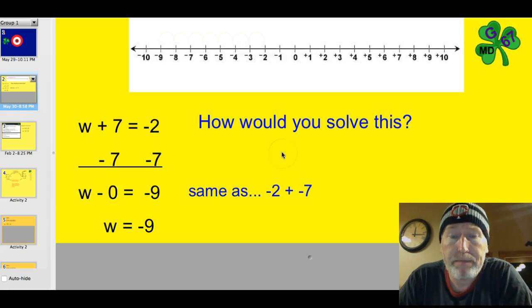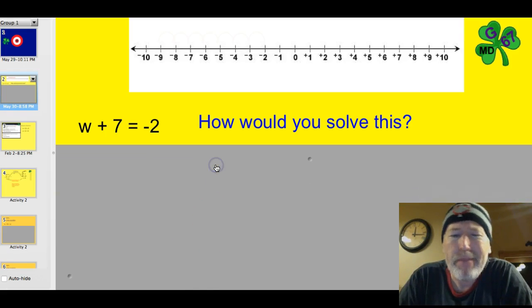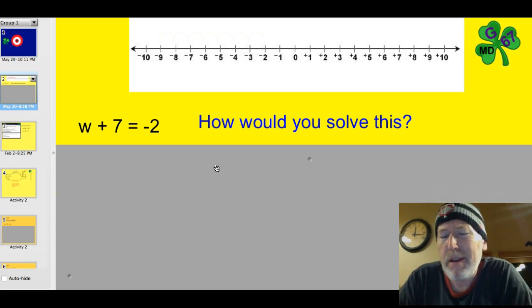Let's do this thing. Take a look at this equation here: W plus 7 equals a negative 2. How would you go about solving this? Now I'm pretty sure most of you could figure it out if it was W plus 7 equals 2. And I think most of you could even figure out what W is equal to when W plus 7 equals a negative 2. But could you do it by isolating the variable and balancing out both sides of the equation? That's going to be our goal for tonight.